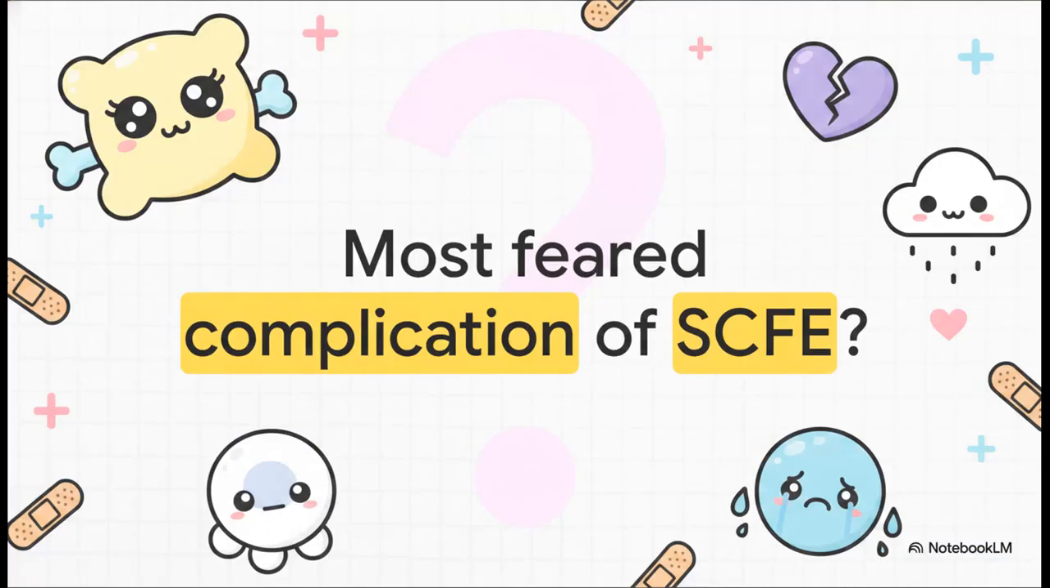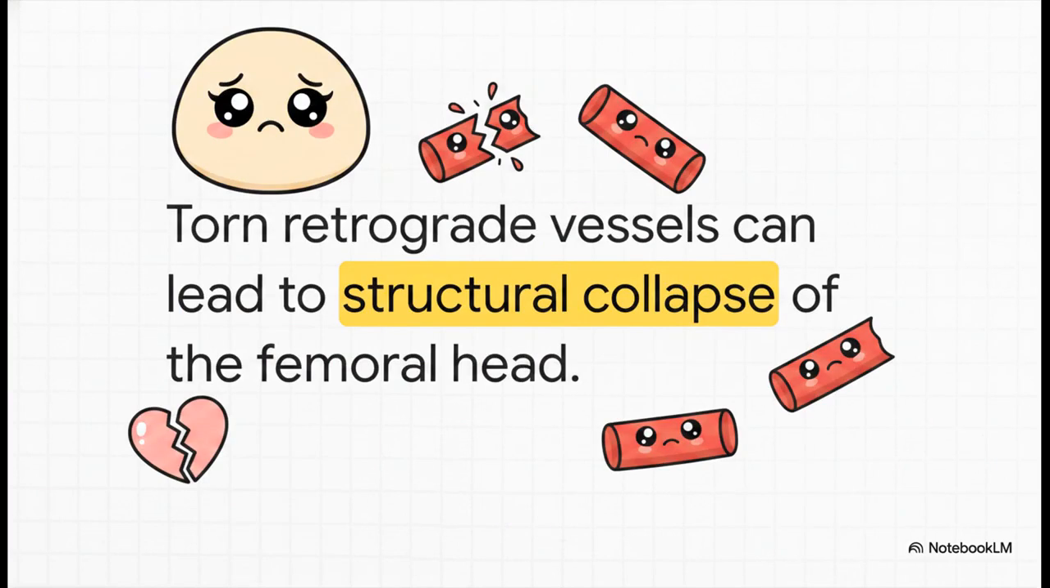Sticking with slipped capital femoral epiphysis for just a second, what would you say is its most common and feared complication? Are we talking osteomyelitis, chondrolysis, septic arthritis, or avascular necrosis of the femoral head? If you guessed avascular necrosis, you hit the nail on the head.